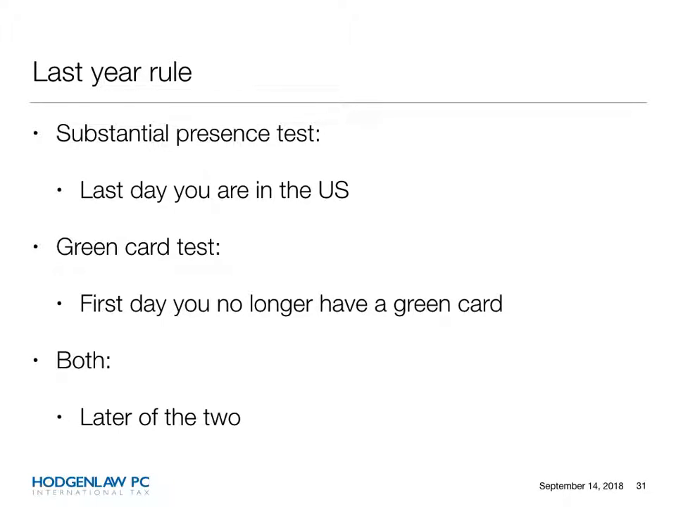The last year rule for determining the end date of US residency is pretty similar to the first year rule. It's essentially the last day you're in the US if you meet the substantial presence test, the first day you no longer have a green card if you meet the green card test, and it's the later of the two if you meet both tests.